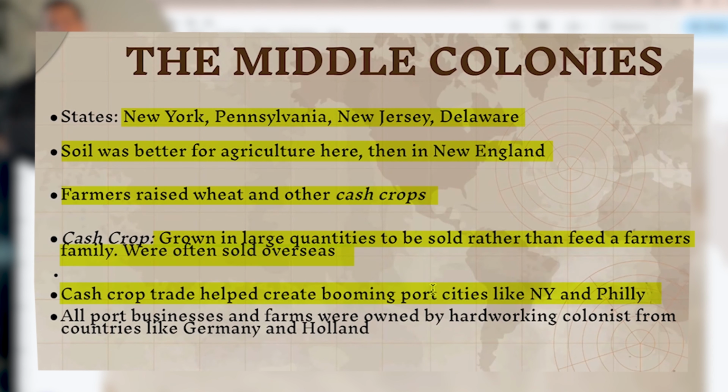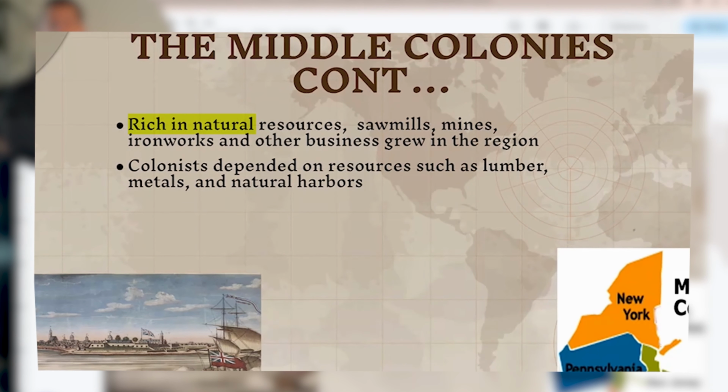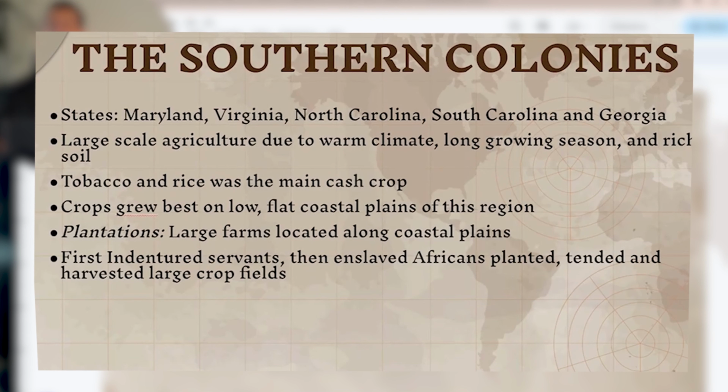Because of the abundance of crops in this area, port cities like New York and Philadelphia began to expand, and all of these businesses were owned by colonists from places like Germany and Holland. The middle colonies were also very rich in resources, such as sawmills, mines, ironworks, and other businesses in the region grew because of their rich resources. Colonists also depended on resources such as lumber, metals, and natural harbors, obviously in Philadelphia and in New York as well.